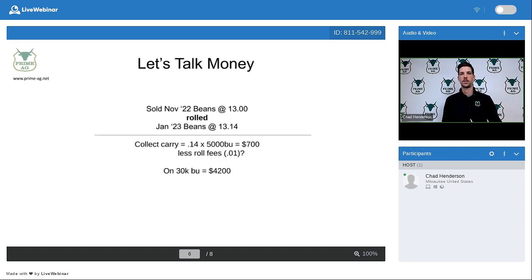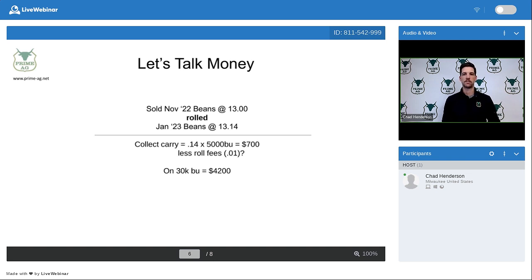So let's talk money, see how this kind of looks. Taking back from that previous slide, we sold those NOV 22 beans at 13 and then rolled them ahead to January 23rd because the price was 13.14, and that basically covered our storage costs and the carry of the market, where you're going to collect that 14 cents times the 5,000 bushels, and that gives us a $700 difference in our sales price. Now you've got to figure in some roll fees.